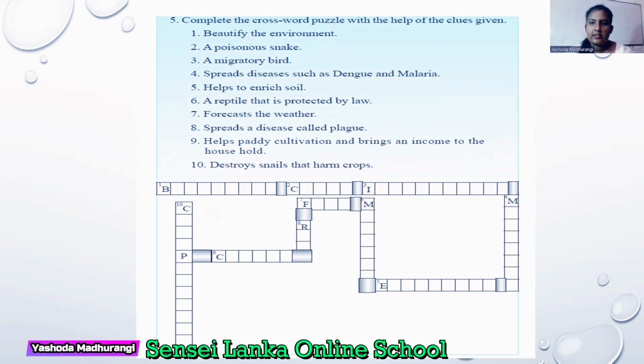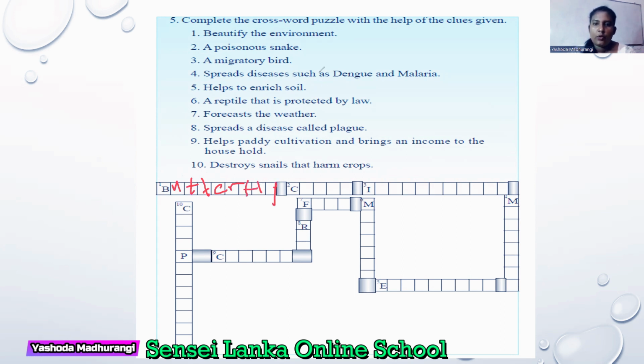Then there is another activity for you. And also this is the last activity in my longer lesson today. There is a puzzle. There is a crossword puzzle for you. So now I'm going to help you to complete this puzzle. So there are some clues across and down. So what is number 1? Beautify the environment. So who beautifies our environment? I will put the answer here. Butterfly.